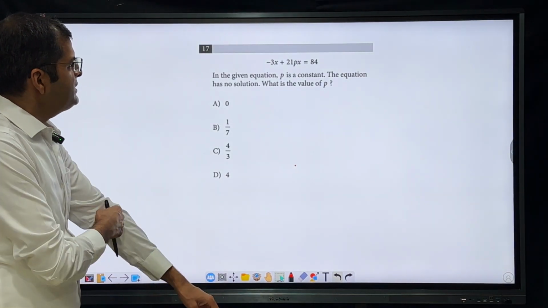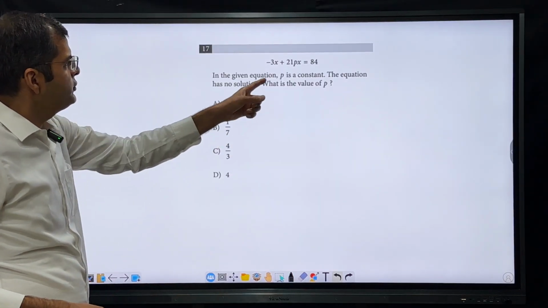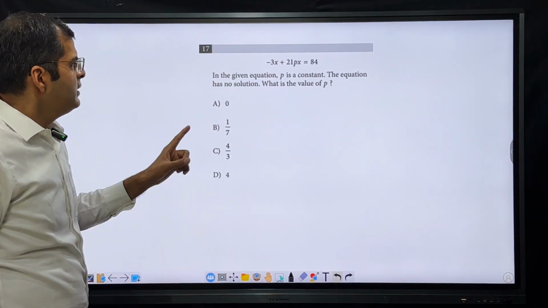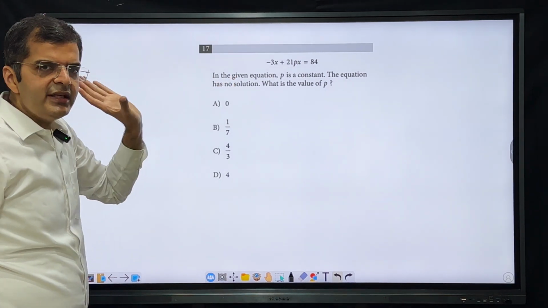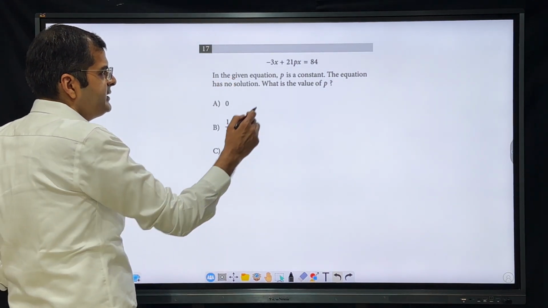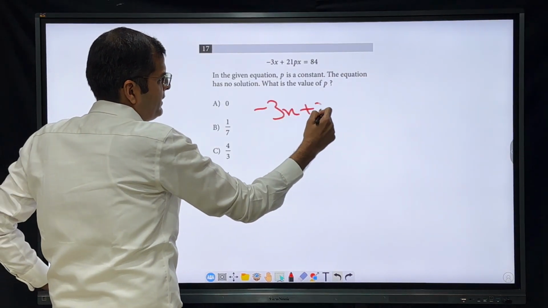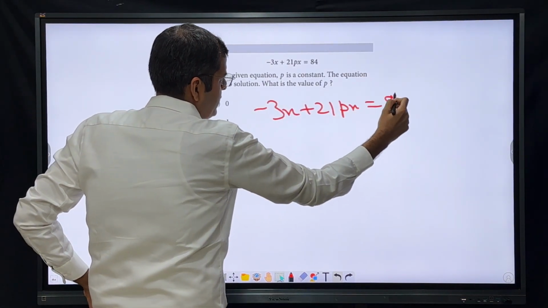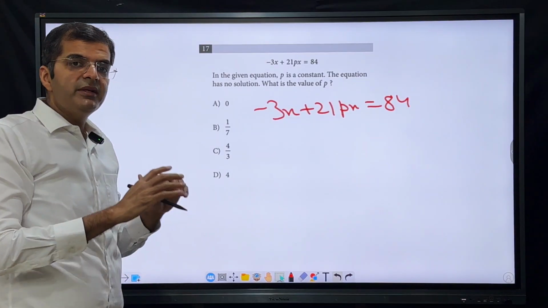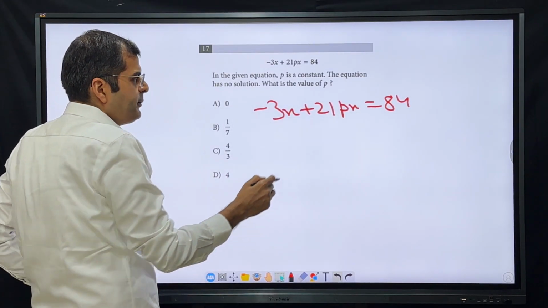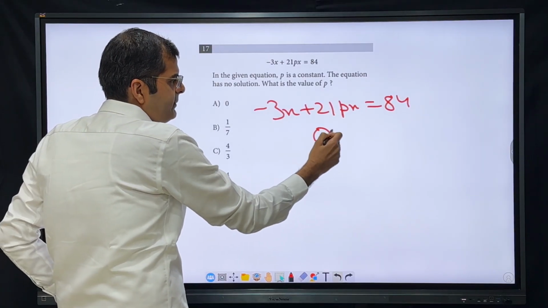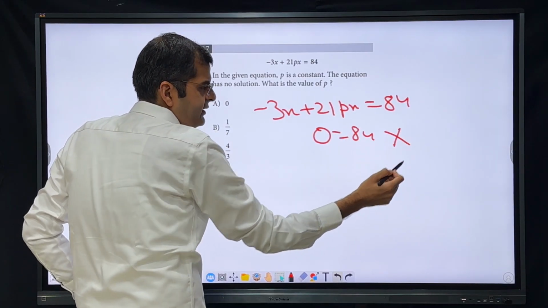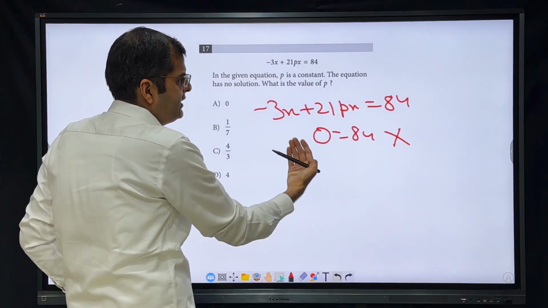Now this question says, in the given equation, P is a constant. The equation has no solution. What is the value of P? If the equation has no solution, that means over here minus 3x plus 21px is equal to 84, it is given. I am saying the equation has no solution. That is possible if I eliminate x altogether from here, because then it will be 0 equal to 84, which is incorrect. So it will have no solution in that scenario.